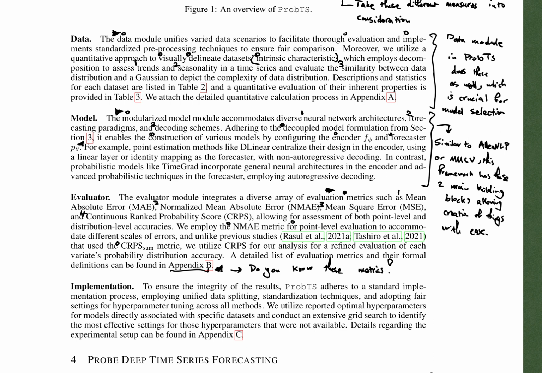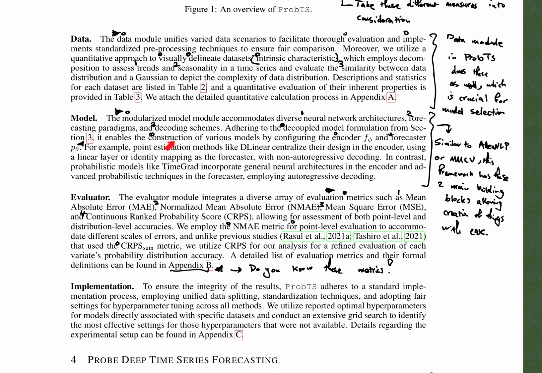Then they have quantitative approaches to visually delineate datasets and their intrinsic characteristics. In particular, they have trends and seasonalities separated using things such as STL decomposition of the time series, and then they evaluate the similarity between data distributions and a Gaussian, and there are different metrics and measurements that we will discuss in the results. As for the model, it's going to be a modularized model module in this package, and you're going to have neural network architectures, forecasting paradigms, and decoding schemes.